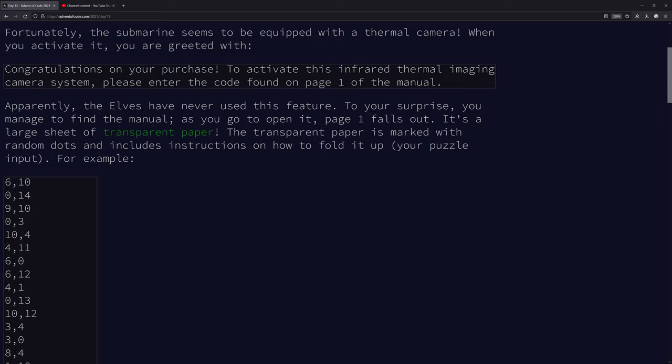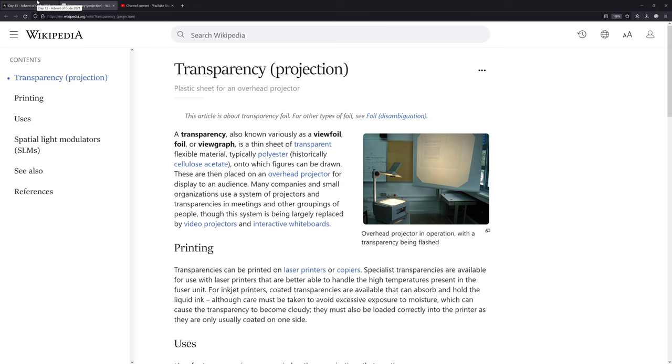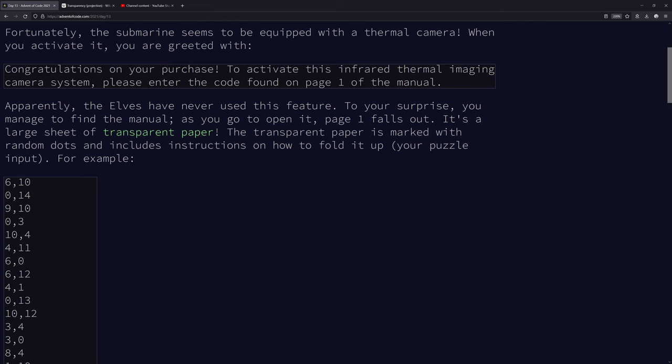Apparently, the elves had never used this feature. To your surprise, you manage to find the manual. As you open it, page 1 falls out. It's a large sheet of transparent paper, like tracing paper. Oh, like a plastic sheet. Transparent. Okay. It's marked with random dots and includes instructions on how to fold it up.